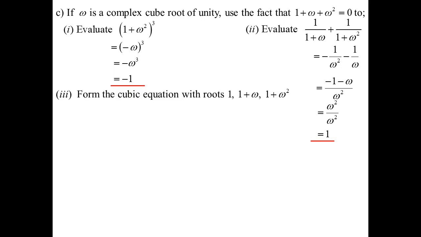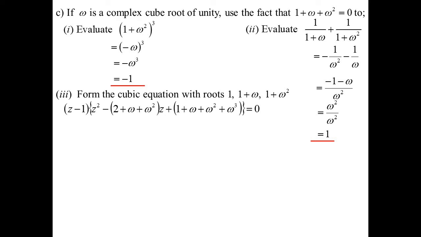Let's find a cubic equation now. The roots are going to be 1 plus omega squared. If I was to factorise it, I know one of the factors is z minus 1, because it's a root. The other one must be z squared minus the sum of the roots, 2 plus omega squared z, plus the product of the roots, and when I expand that out, I get 1 plus omega squared plus omega cubed.